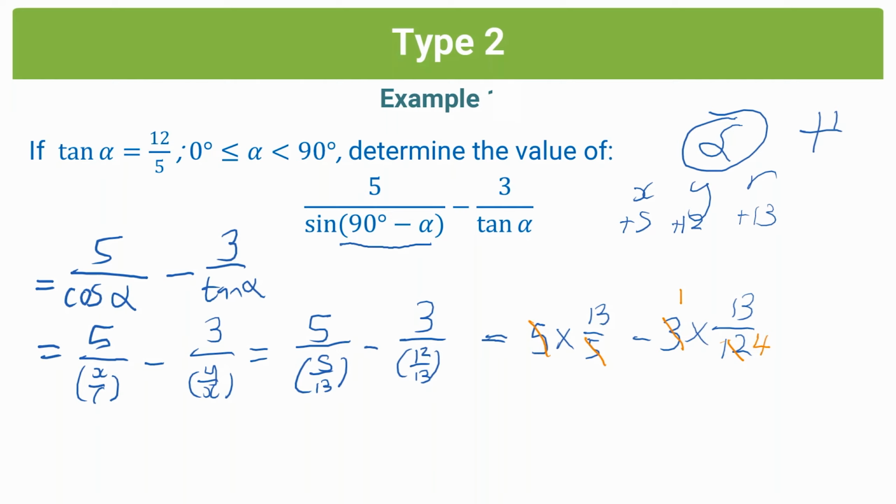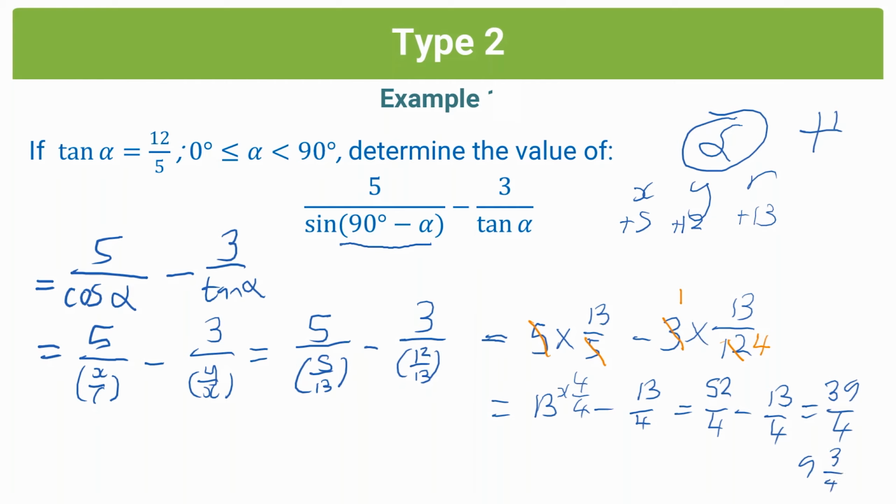So now we can go ahead and further simplify this to being 13 minus 13 over 4, which would then be 52 over 4 minus 13 over 4, if we multiply the 13 by 4 over 4 to get our denominators the same. Which then gives us 39 over 4, which, if you wanted to simplify further as a mixed fraction, would then be 9 and 3/4. So that's our final answer for question 11.